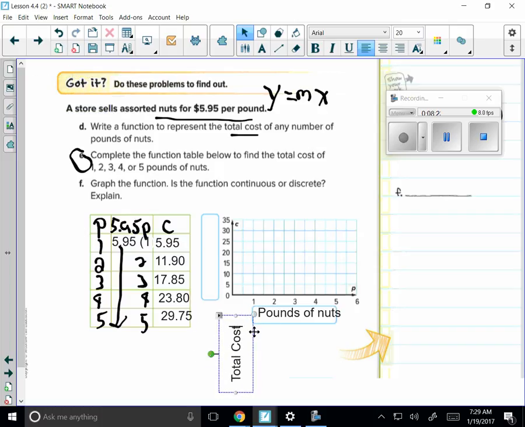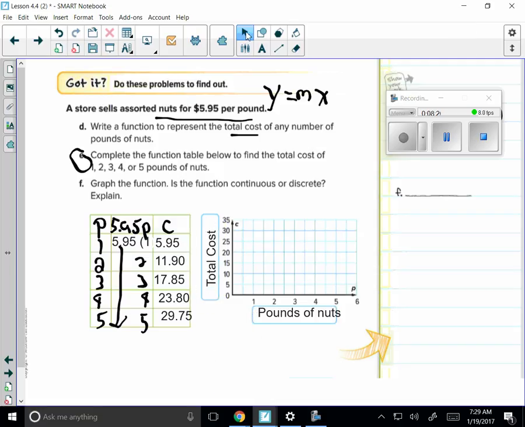And where can I find my points? Right here. The first one is 1, 5.95. So I'm going to estimate I go over 1 up to 5.95, just barely. Now this other one, I have 2, 11.9. Go over 2, up 11.9. The third one is over 3, up 17.85. Fourth is over 4, up 23.8. And then the last one is over 5, up 29.75, right there.